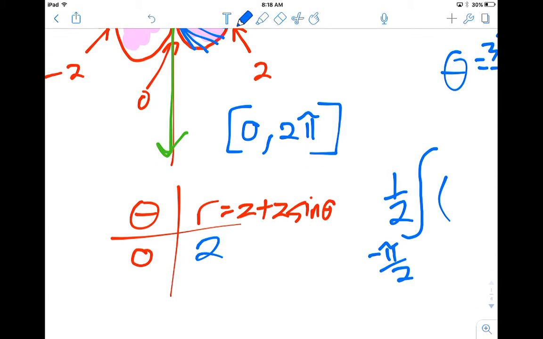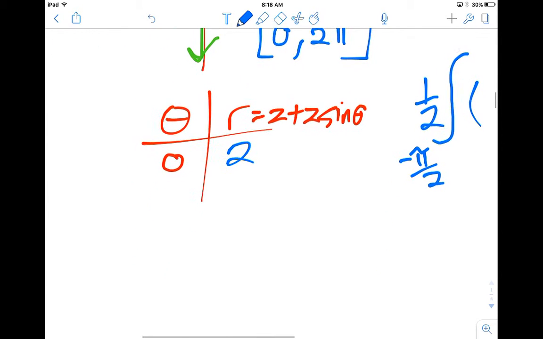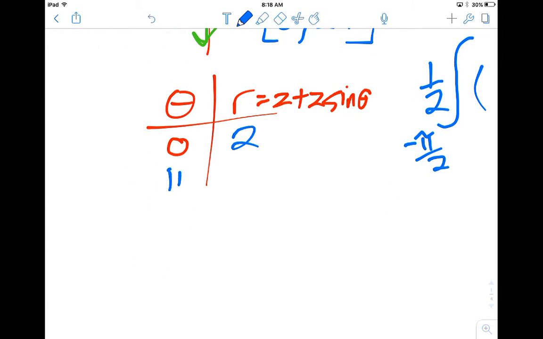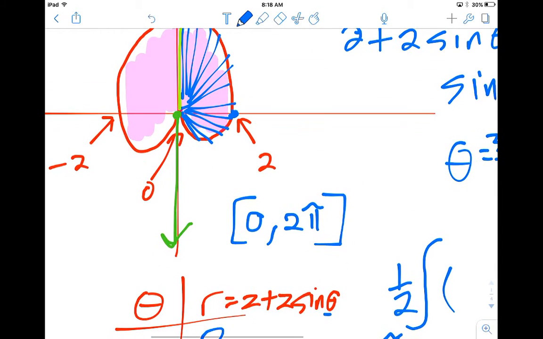And then when we put in something like pi over 6, we put that angle in there. Sine of pi over 6 is 1/2. 2 times 1/2 is 1. 2 plus 1 is 3. So if we're facing pi over 6, we go out a radius of 3 and plot a point.